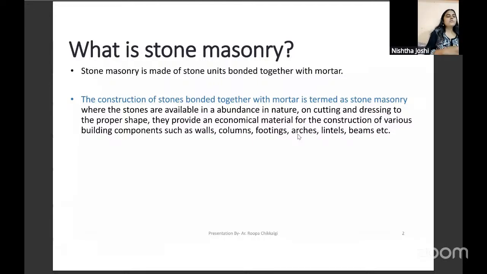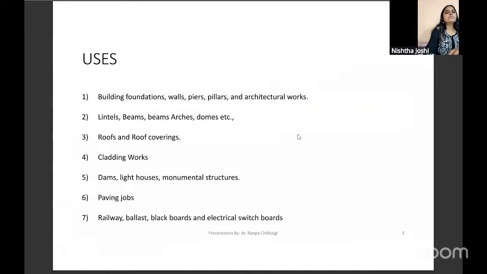The construction of stones bonded together with mortar is termed as stone masonry, where the stones are available in abundance in nature, on cutting and dressing to the proper shape. They provide an economical material for the construction of various building components such as walls, columns, footings, arches, lintels, beams, etc. So from this we understand that stone is actually a very versatile material, and it can be used for the construction of the entire building structure. It is not that any one part of the building can be made with stone.